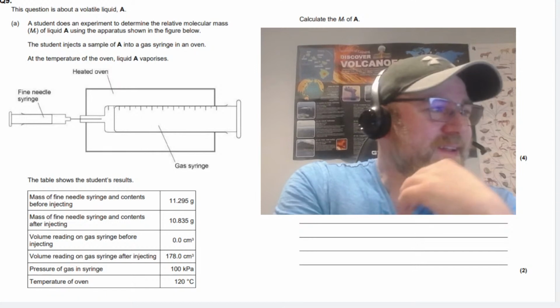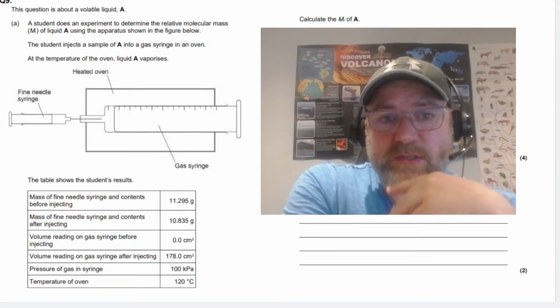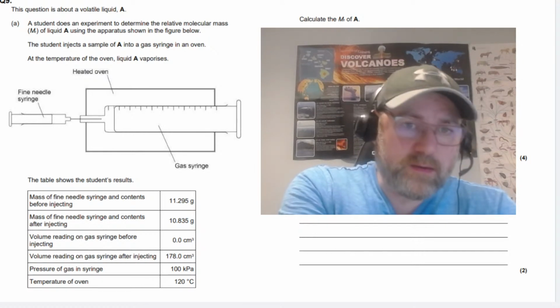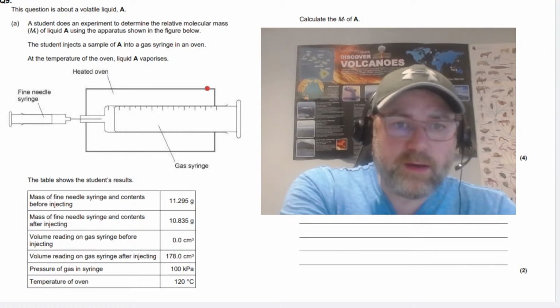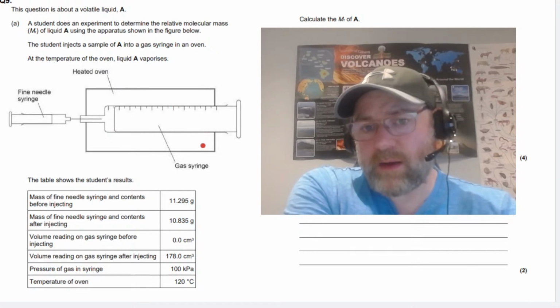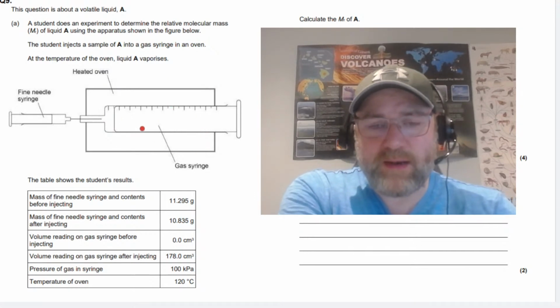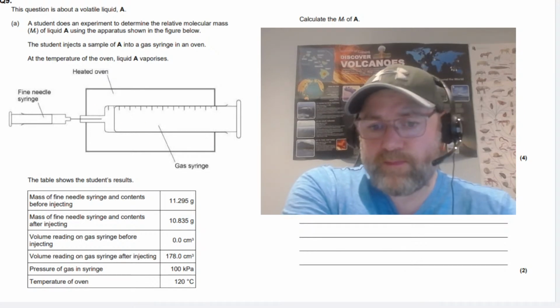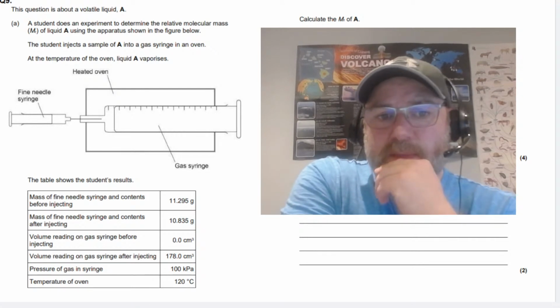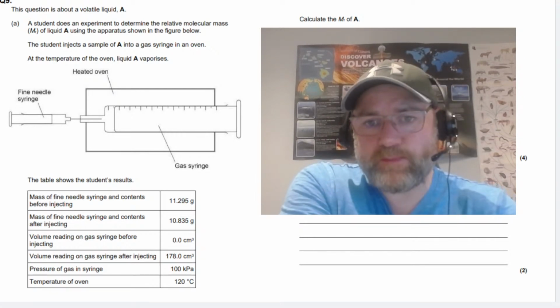All right. Now, this is an ideal gas equation. So, what's taking place here is we basically got a gas syringe here going on, and I'm going to move my face in a minute because it's right in the middle of the exam paper. But let's have a little look. I'll talk you through the question first of all. The question is about a volatile liquid A.